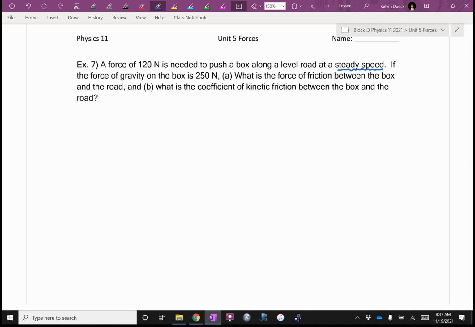In terms of a free body diagram, the forces are balanced, which means no winner, it's a tie in the horizontal direction, and it's a tie in the vertical direction. If the force of gravity on the box is 250 newtons, A says, what's the force of friction between the box and the road?